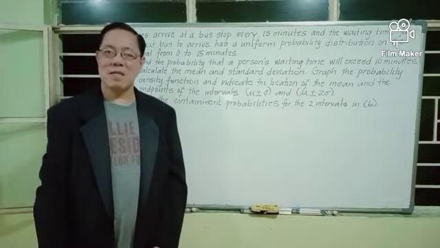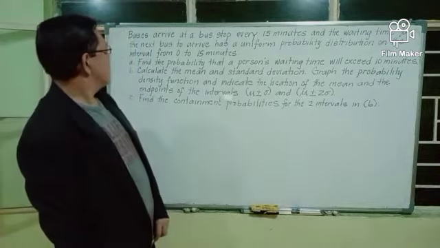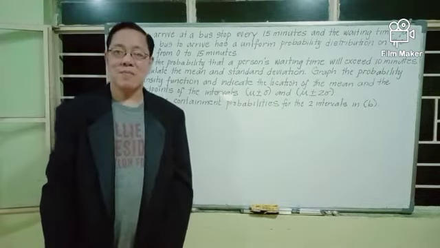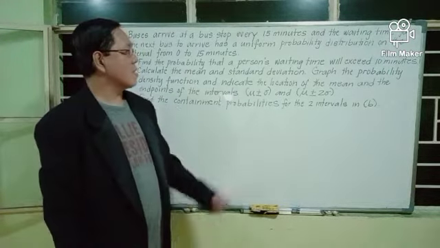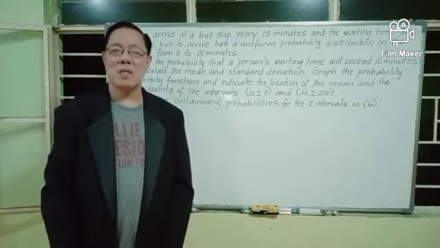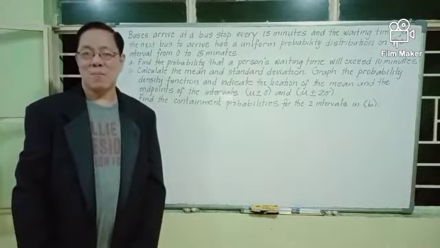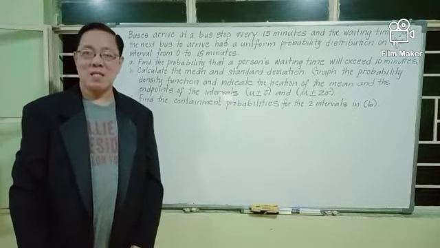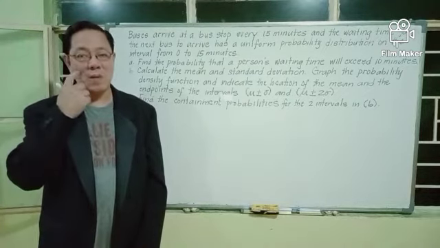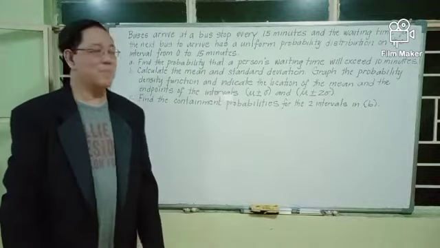And the problem says that the waiting time for the next bus to arrive is described by a uniform probability distribution, which means that the shape, when we graph the probability density function for this example, will be rectangular in shape.